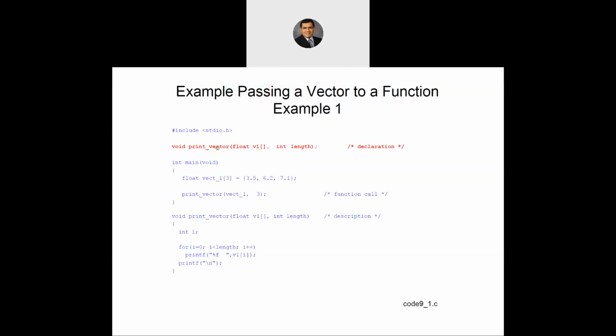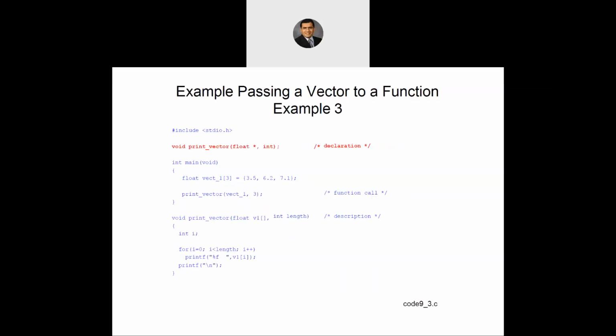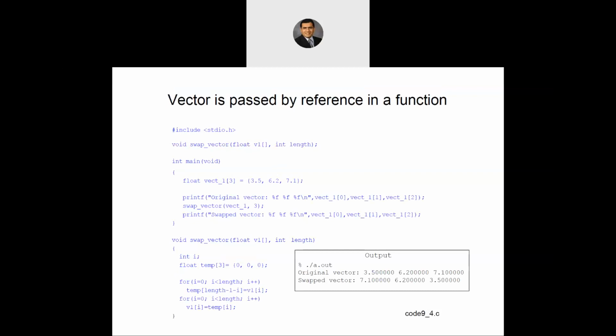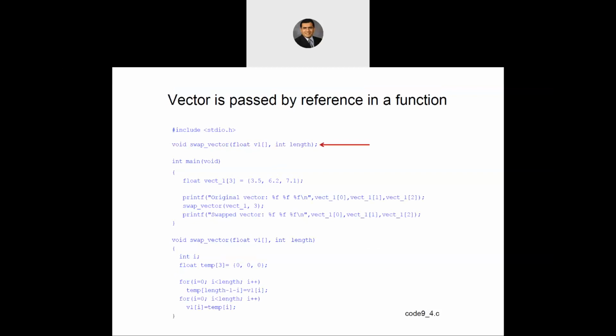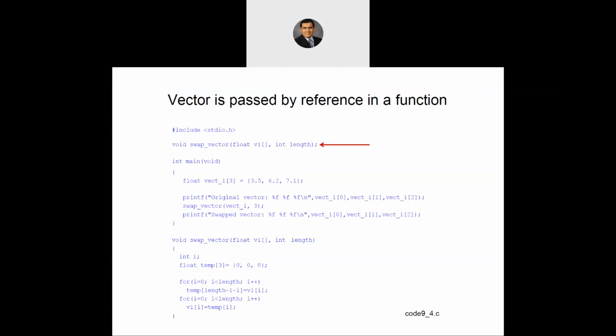Either I can prototype my function in this way, since I'm using an array. An array argument can be declared like this. The second way is like this. The third way is like this. All the three ways will be acceptable. Now let's look at the program.